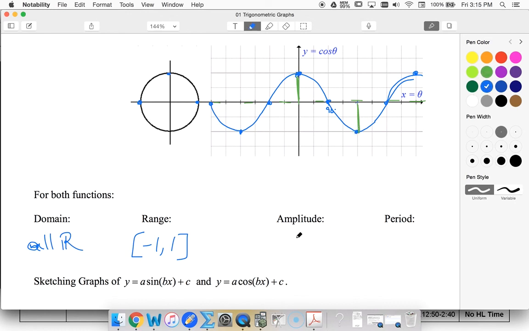So our amplitude is 1. Our period, how long we're taking to make a full cycle, is going to be 360 degrees or 2 pi radians. So that's the general sine and cosine curve.